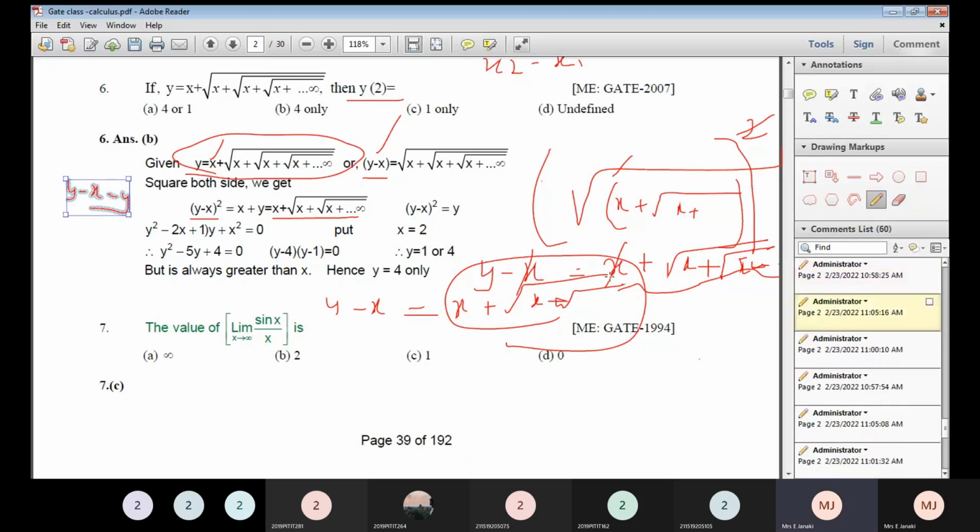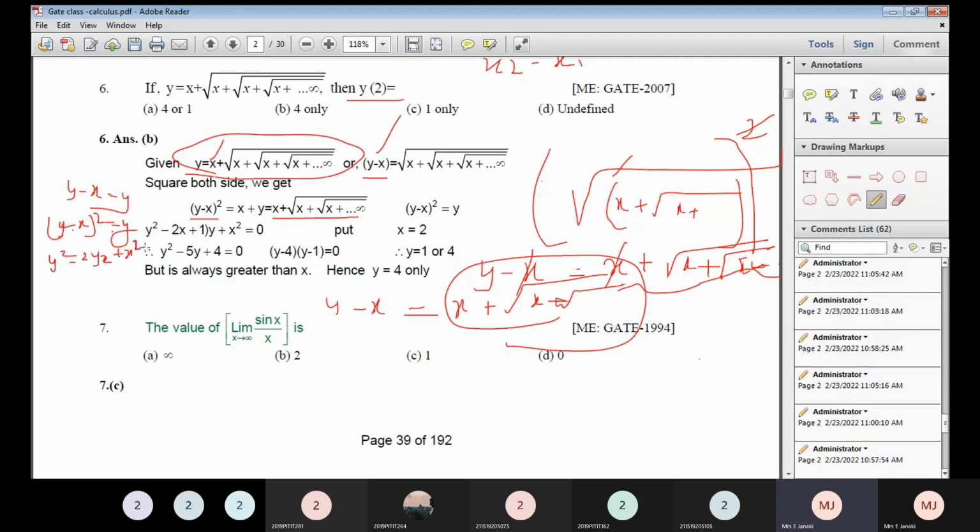But on the left side you are squaring, no? After squaring, the root will be cancelled. So now the left side becomes y minus x the whole square, and the right side is just y only. Now expand this. It is of the form a minus b the whole square. So expanding: y square minus 2yx plus x square is equal to y.